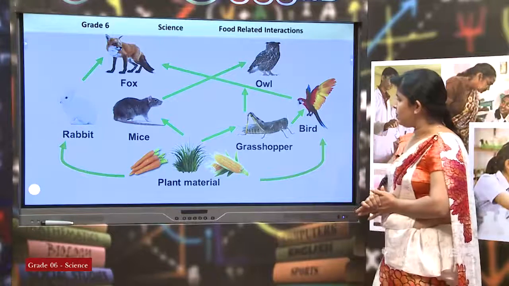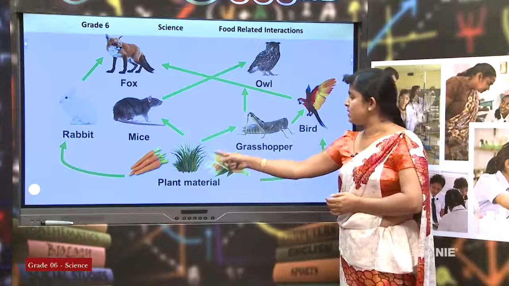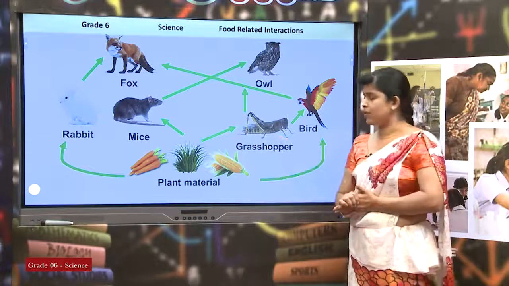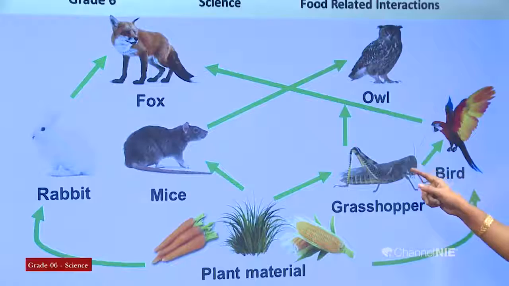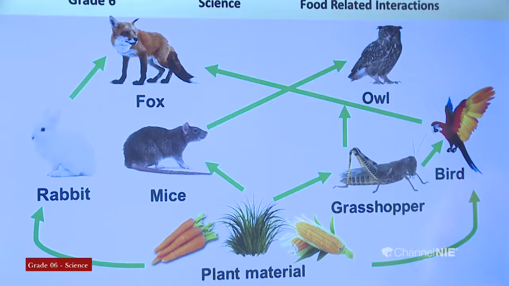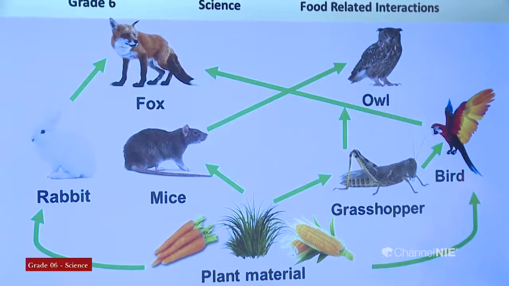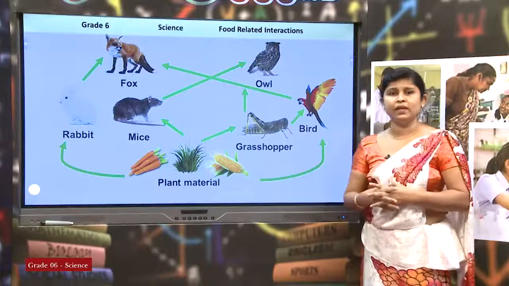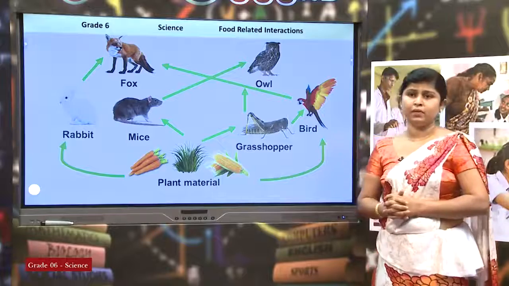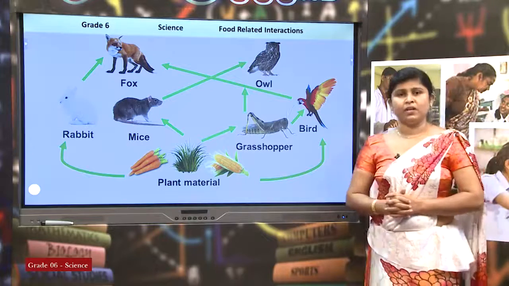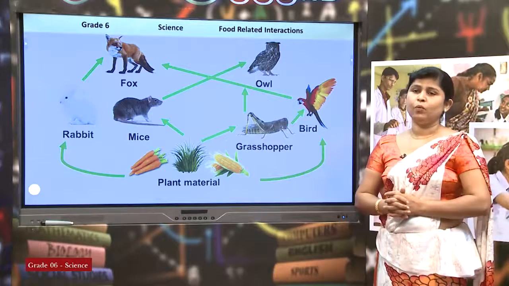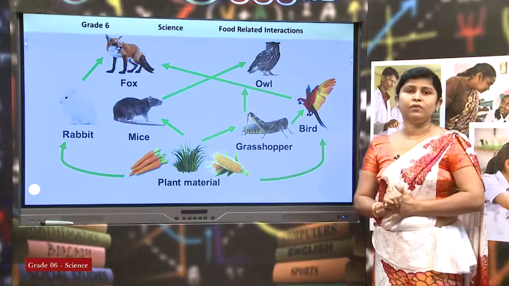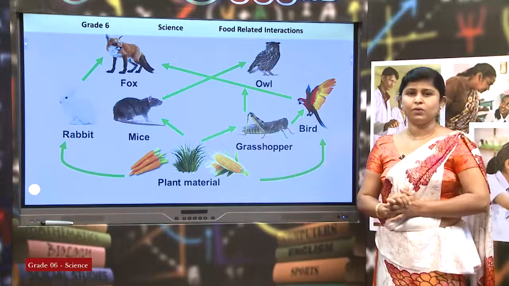Let us see another path. The plant materials are eaten by the grasshopper, then the grasshopper is eaten by the owl. So you can see there is another path. By connecting all these connections together, a food web is formed. The speciality of the food web is one animal can depend on different types of food. That is a very important thing.